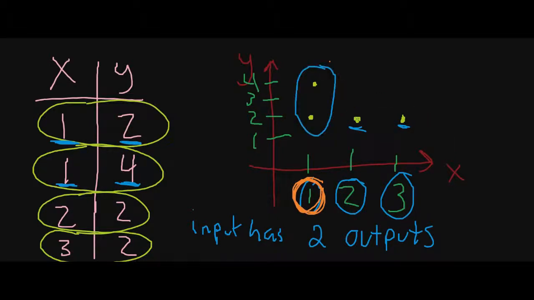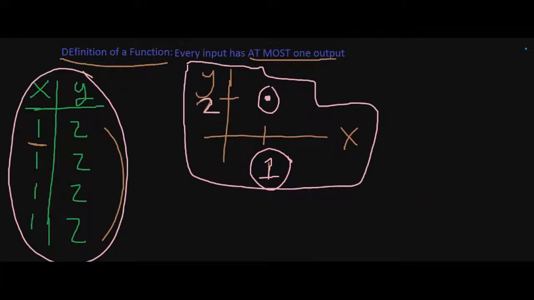I hope that helps to clarify what the definition of a function means on a table and on a graph, and at least going over some of the tricky ones like the one up here. In this case, this is a function because the exact same input has the exact same output. It doesn't matter that it's repeating, it's the exact same, so it doesn't change anything.